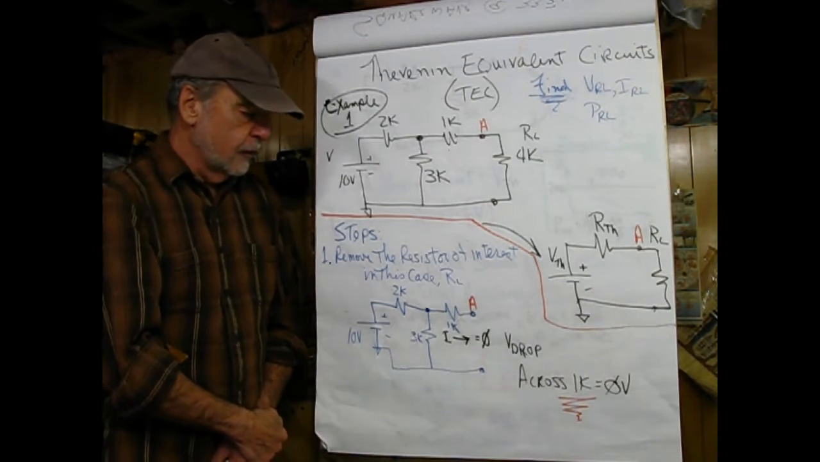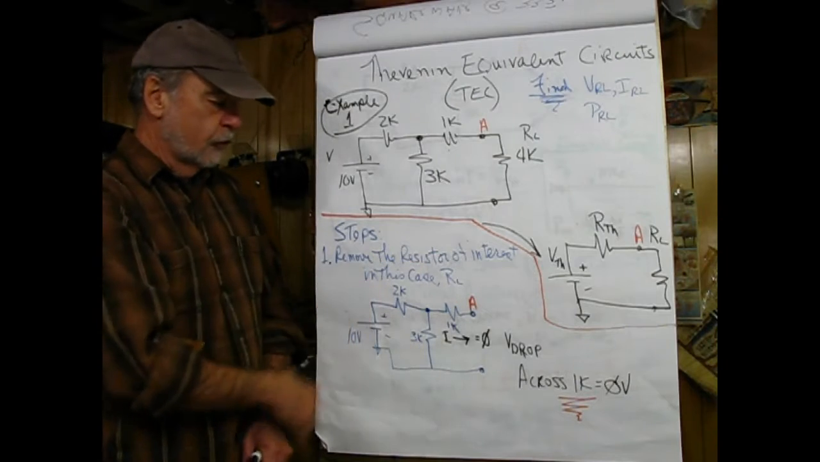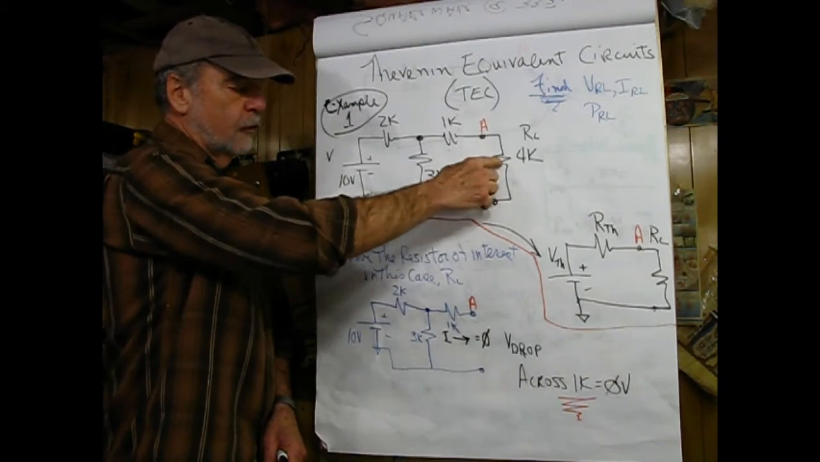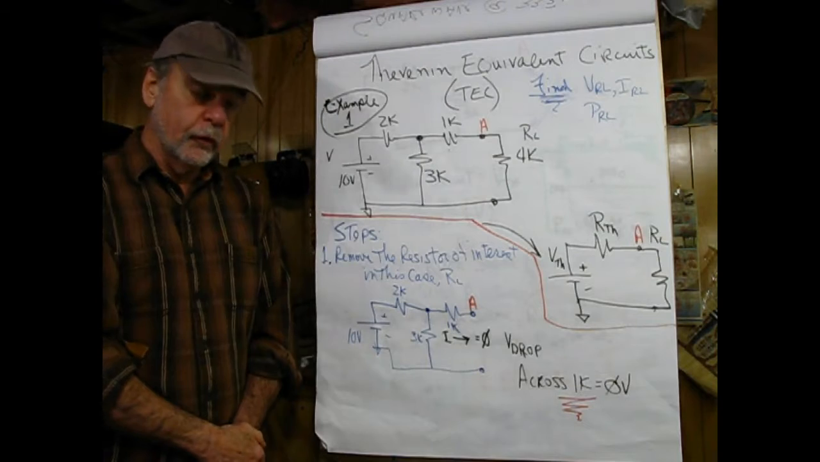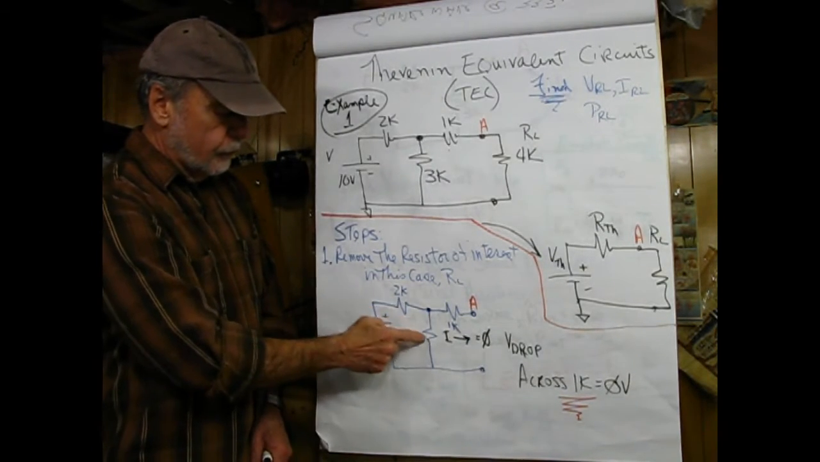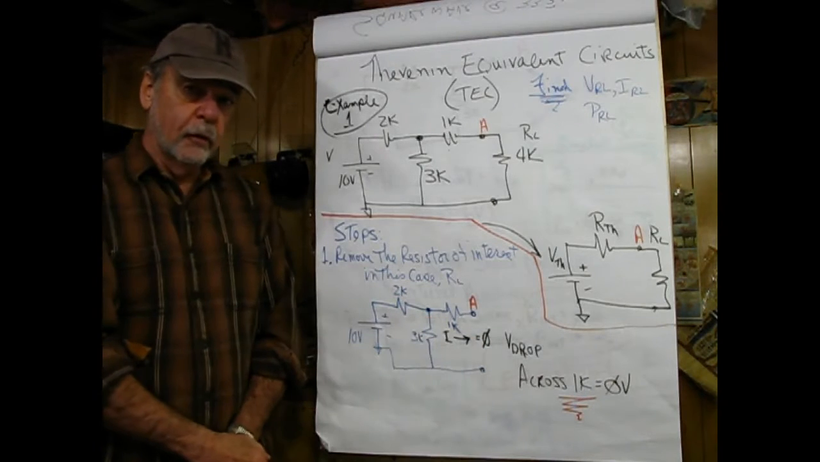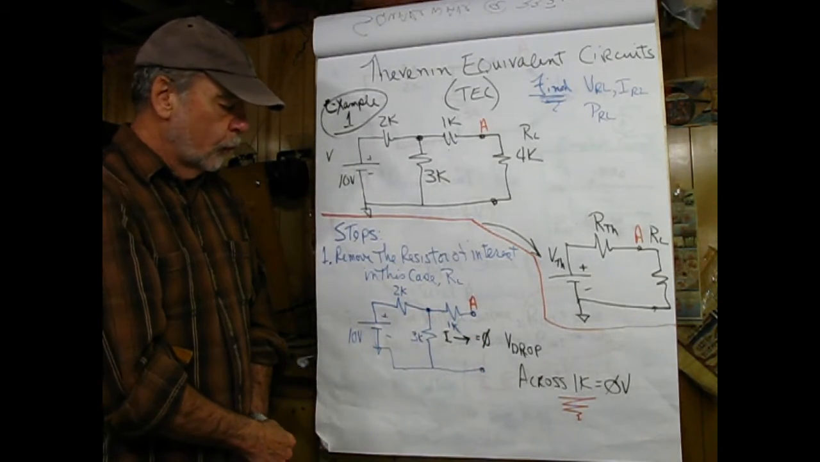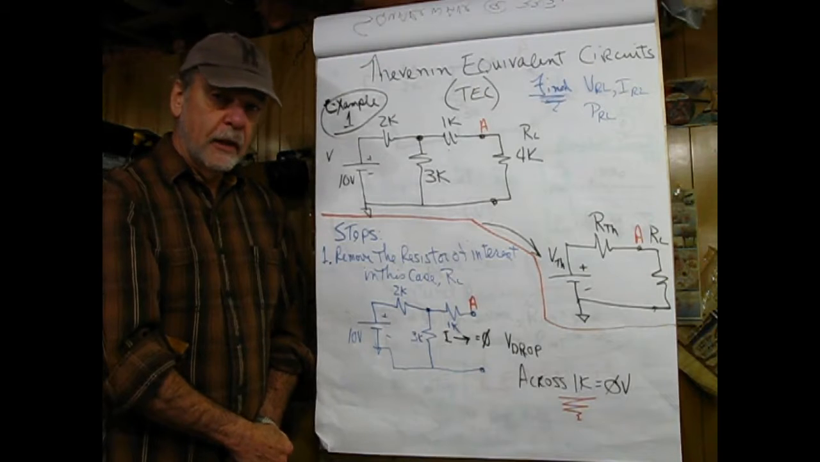The first step is to remove the resistor of interest. In this case, this resistor. We simply take it out of the circuit. Then this is the circuit we end up with, which has every single component in it except the load resistance. Now, what we're trying to do here is find VTH.